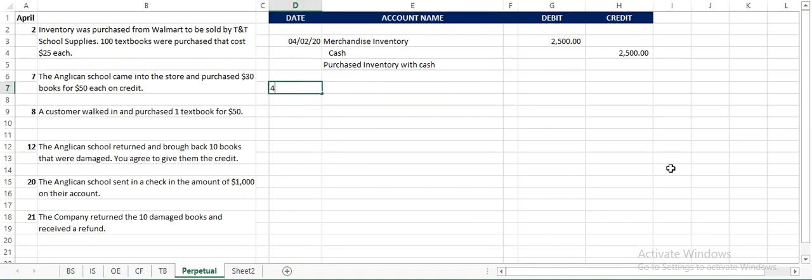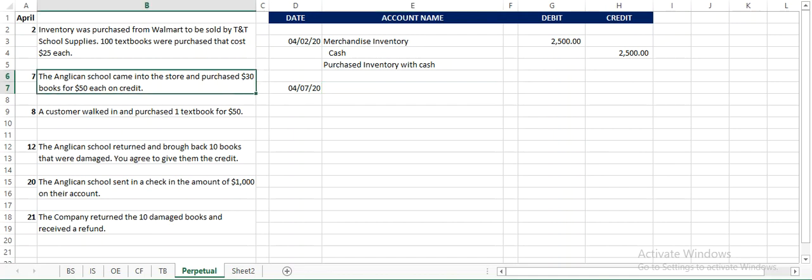So the second transaction, 7/20 is the date then when it actually happened. So that's what we record. It says the Anglican school came into the store and purchased 30 books, 30 books for $50 each on credit. So let me just make this correction here. $30.